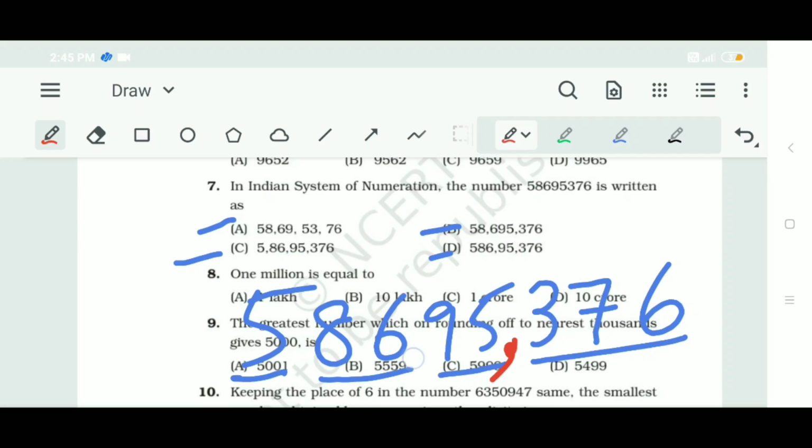Put comma, again put comma, again put a comma. Okay, so we are getting 5 crore 86 lakh 95,376. Now let's do the next sum.